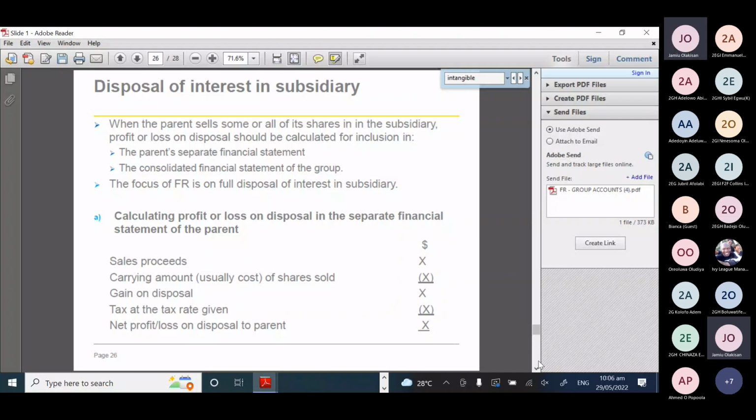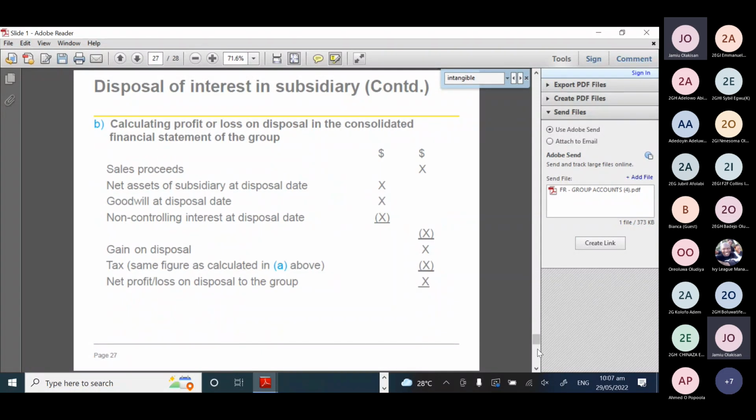So this was where we did it. We say calculating profit or loss on disposal in the separate financial statement. This is not what they are asking, right? They are not asking for the purpose of separate financial statement. The one they are asking is the second one here, right? Which is calculating profit or loss on disposal in the consolidated financial statement.